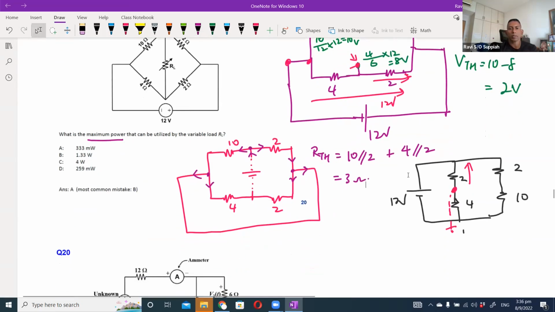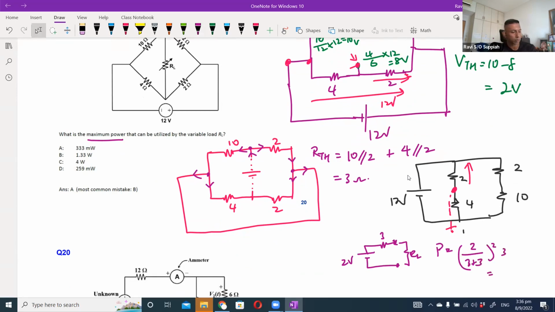Okay, so now with that you can have the final circuit here, which is 2 volts and 3 ohm. And this is your load. So the power will be I squared R. So (2 over 3 plus 3) squared times 3. It will give me 0.33 watt. Okay, option A.